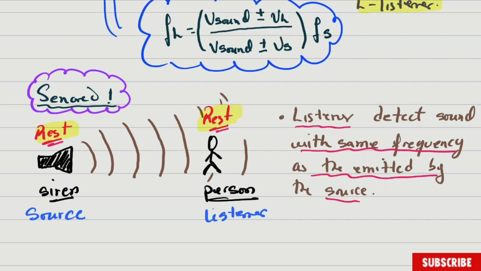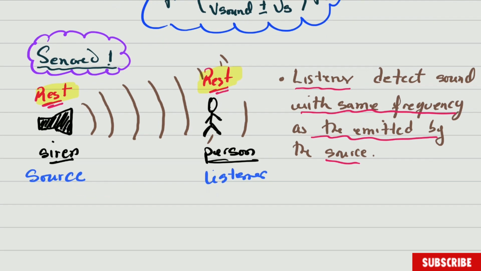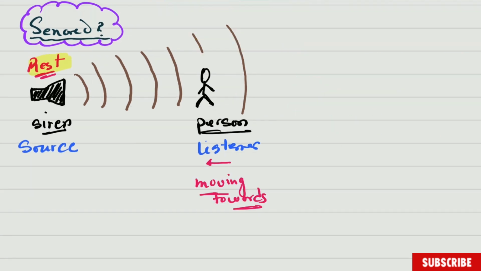Now let's make a change, and let's keep the source in this case at rest, but the person is going to start moving. Now let's see what happened here. The siren is at rest, it's not moving, but the listener is moving towards the siren. So now you have to remember that this wave is moving in that direction. Right? Now, as the man moves a little bit further to the front, he is going to move to the left. So it will get the next wave faster than it would if it were at rest. So that is what is happening.